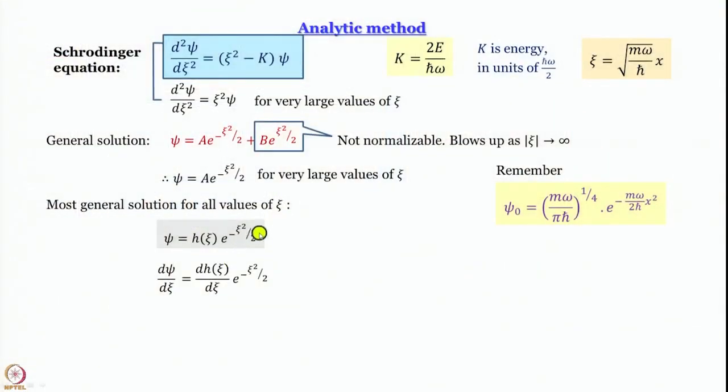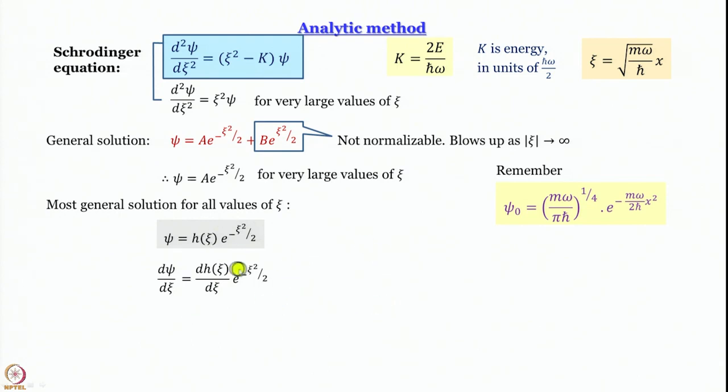So what is d psi d xi? Let us work that out first. D psi d xi, as you can see very clearly, is a product of two functions, right? One function is h of xi, and the other function is e to the power minus xi square by 2. So we know what the derivative of a product is. Let us do that. The first one, what we do is we keep e to the power minus xi square by 2 as it is, and we differentiate h, and since we do not really know what it is, just write dh d xi multiplied by e to the power minus xi square by 2.